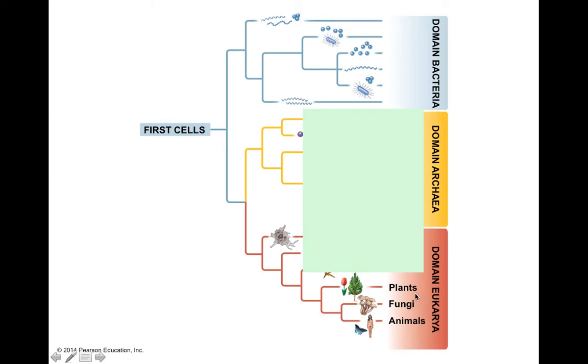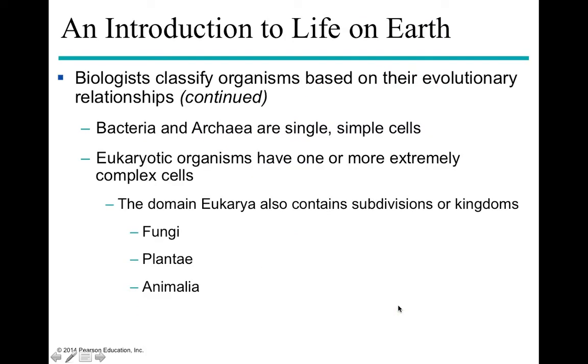And the eukaryotes are going to be multicelled organisms like plants and animals, and also fungi. So bacteria and archaea are single cells, and eukaryotic organisms are multicelled. So basically we're splitting here into single-celled organisms, or unicellular organisms, and multicellular organisms. Now eukaryotic cells are going to be multicellular organisms, and they have at least one, but generally more, extremely complex cells. And the domain eukarya is split into three different kingdoms. We're generally going to be focusing on plants and animals, but just so you're aware, fungi also fall into the domain eukarya.